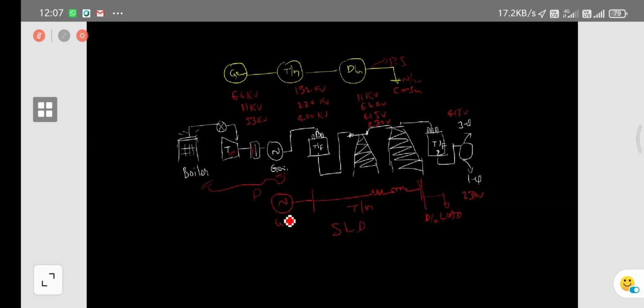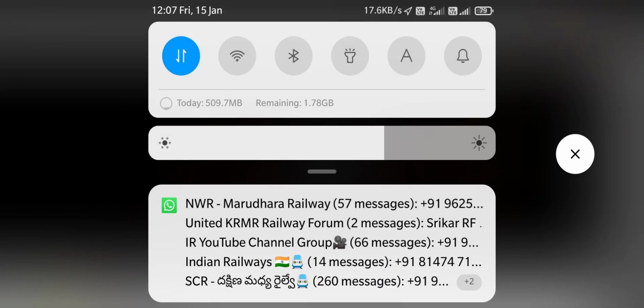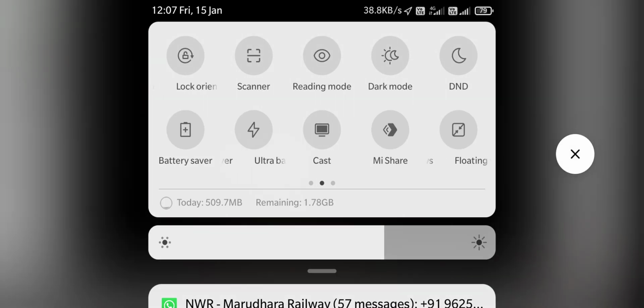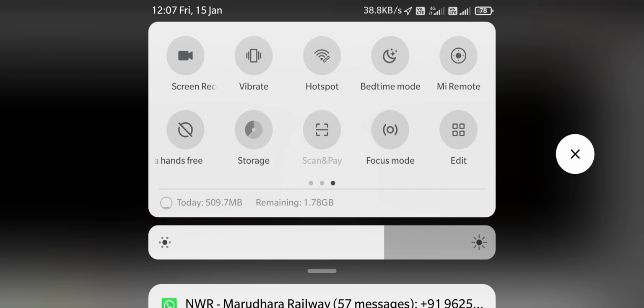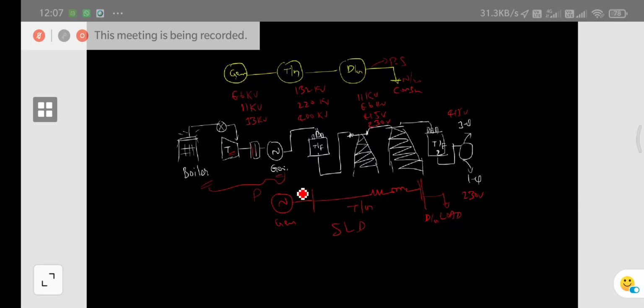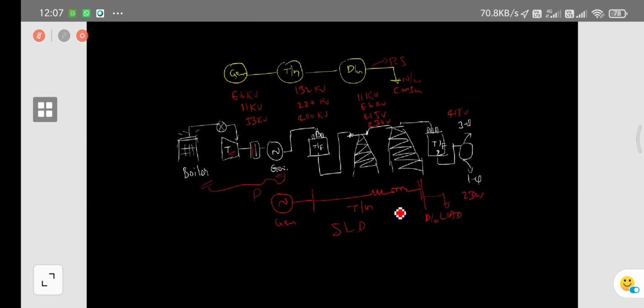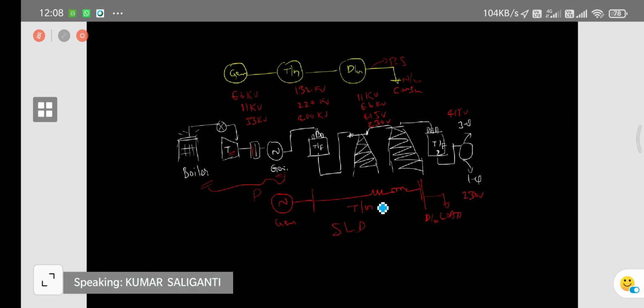In the generation area, a boiler will be there, a turbine will be there. This is the transmission line area, and this is the distribution line. This load is nothing but the consumer side. Here what I am saying is that along the transmission line, the power is constant.